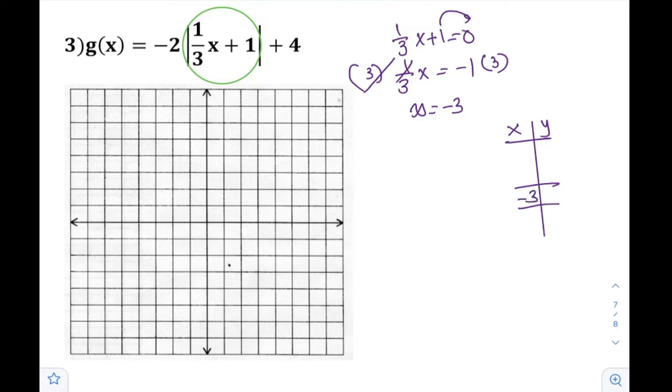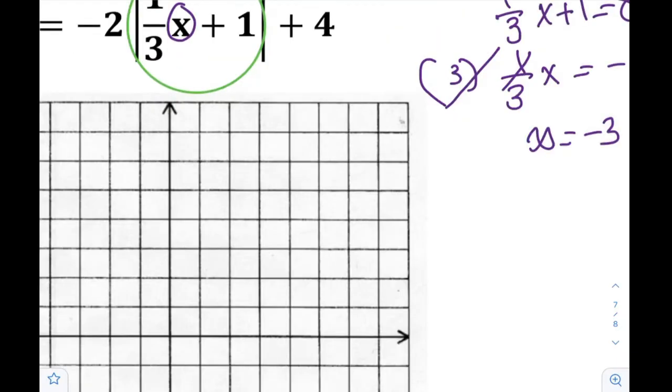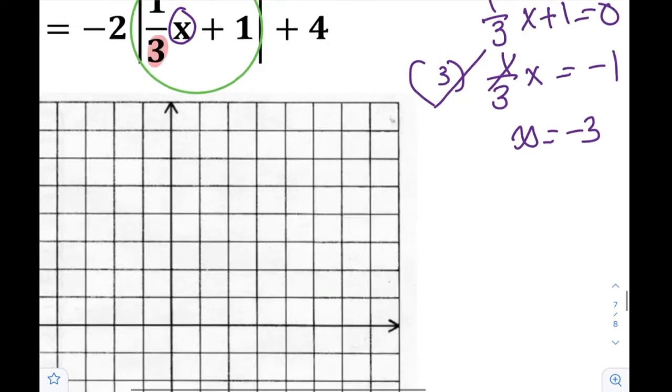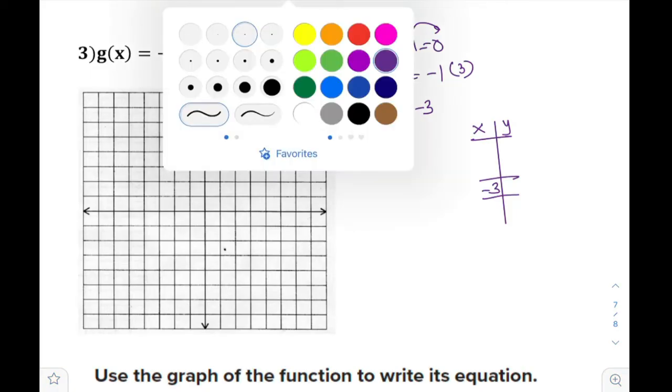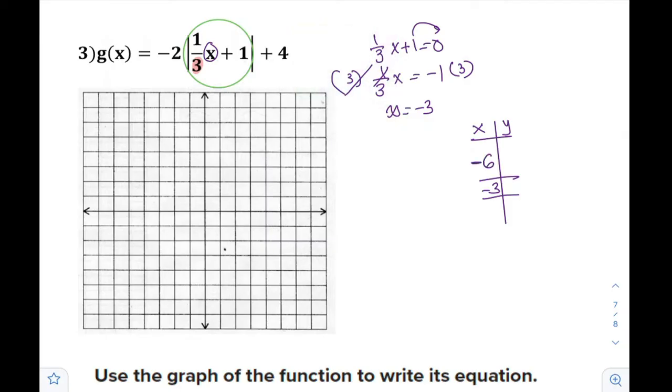I'll take points below and above, but I will be careful because here x is multiplied by 1 over 3. We have denominator 3, so I will use multiples of 3, either below or above, because there is a denominator 3, so I choose numbers from the multiples of 3, from the 3 times table. So when I choose smaller than minus 3, I will choose negative 6. And when I choose larger, I can choose 0, or 3, or 6. It's good. 3, 6, it's fine, because I want to avoid fractions.